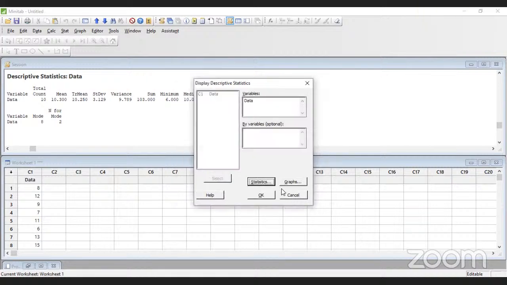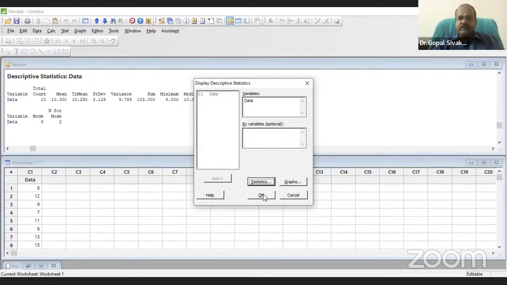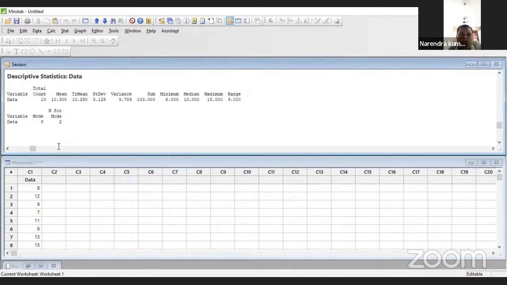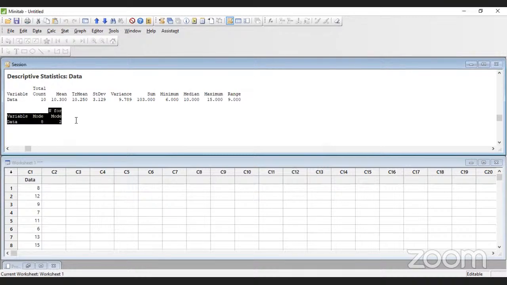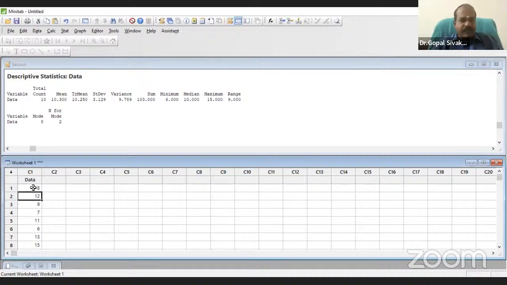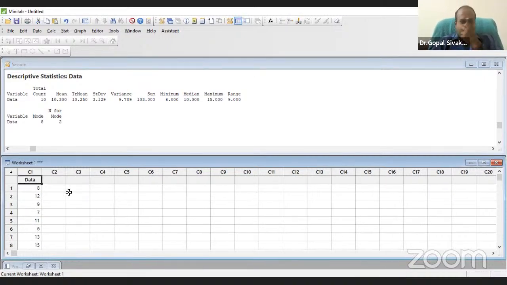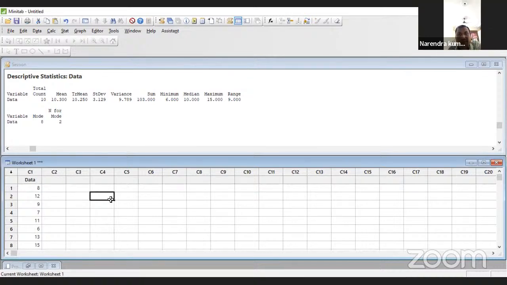Sir, may I ask what is n for mode, sir? Yeah. N for mode is, what is mode first of all here? Mode is 8. It has been repeated 2 times. The data is repeated. It is the number of times a statistic gets repeated. How many times is 8 repeated? Can you see? Okay, that's all, 2 times. Okay, clear, sir. Very good.